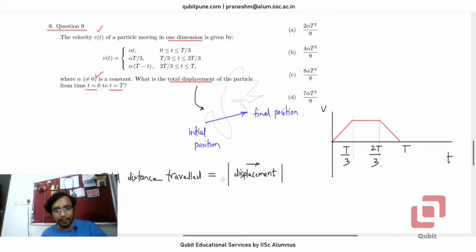Okay, so can we now calculate the total distance traveled? Of course we can. First of all, let's consider this phase of the particle's journey. It is a uniform velocity phase. So the distance traveled will be velocity multiplied by the time taken. The time taken is T by 3. So alpha T by 3 into T by 3. Now everything is scalar now, so I'm using plus here.